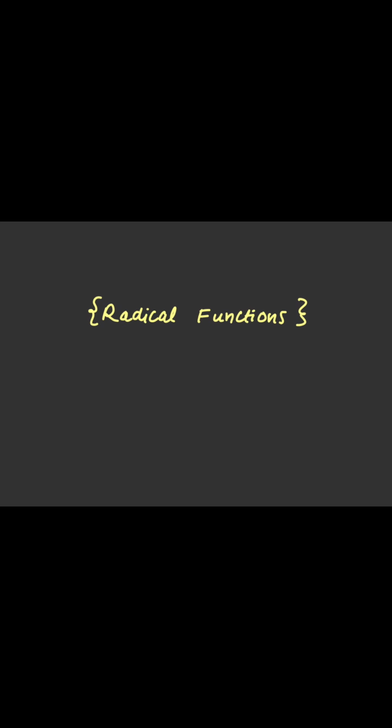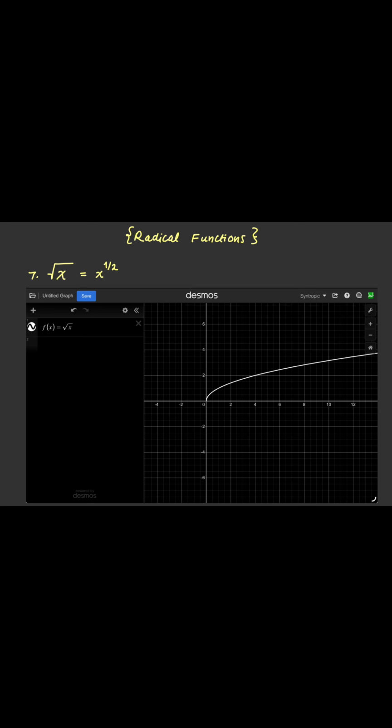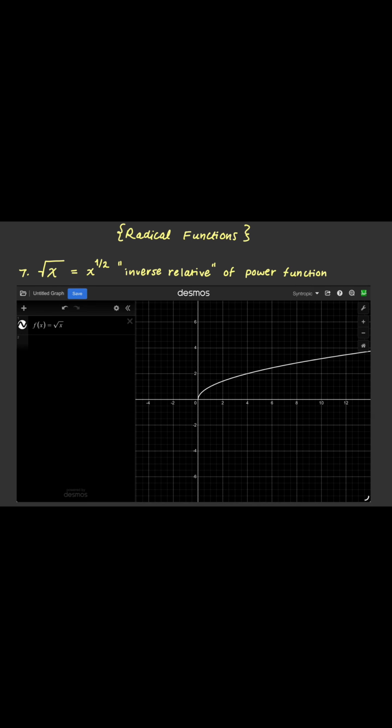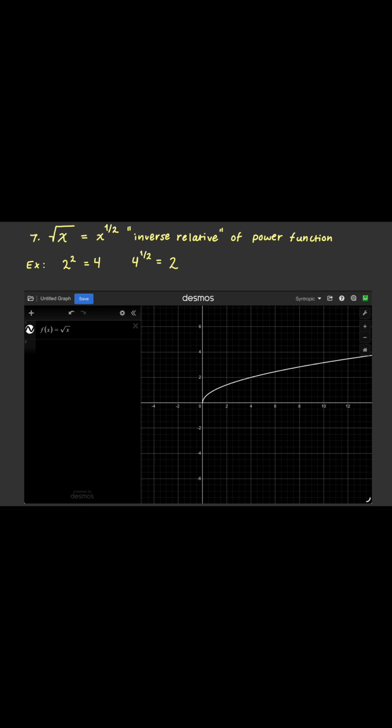Now let's talk about radical functions. First we have the square root, which is the same as to say x raised to the power of a half. The square root is the inverse relative of the power function. Power functions grow by multiplying numbers repeatedly. Root functions undo that growth. For example, 2 squared equals 4, while 4 raised to the power of a half is equal to 2.